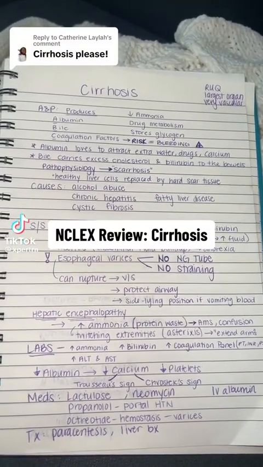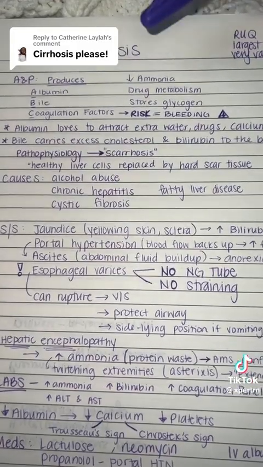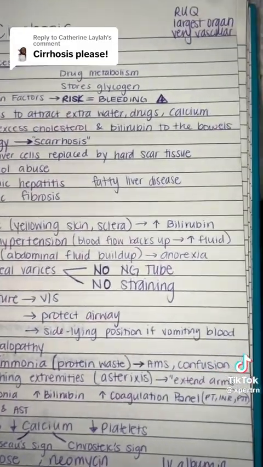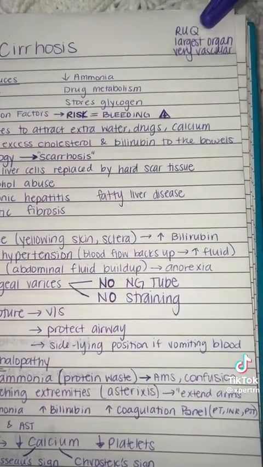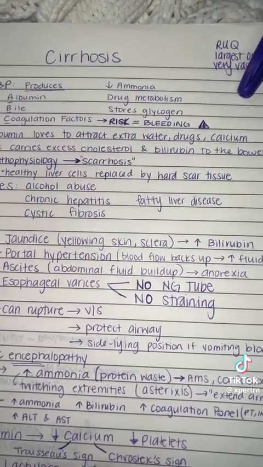NCLEX review on cirrhosis in 3 minutes. So to understand cirrhosis, we need to understand what our liver does and where it's at. Remember that it's in the right upper quadrant. Our liver is the largest organ and it is a very vascular organ. Super important to remember that.